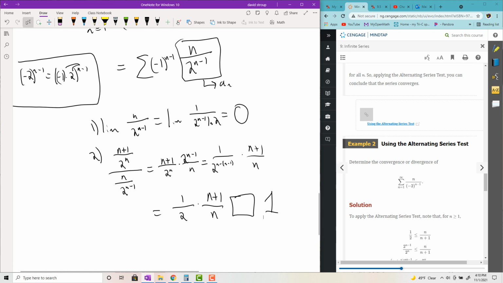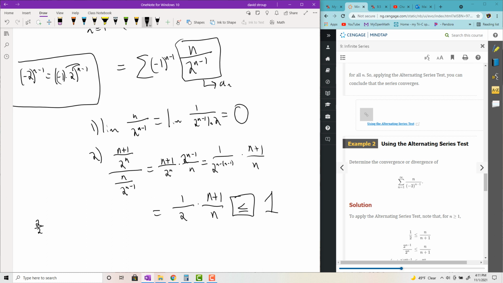Eventually, yeah, that's going to be less than 1 eventually, right? At first it won't work, because when n is 1, it'll just be 2 all over 2. But then afterwards, it'll definitely be the case that 2n will be greater than n plus 1.